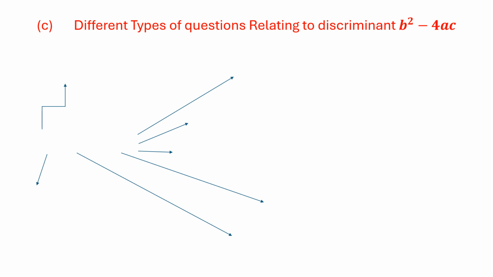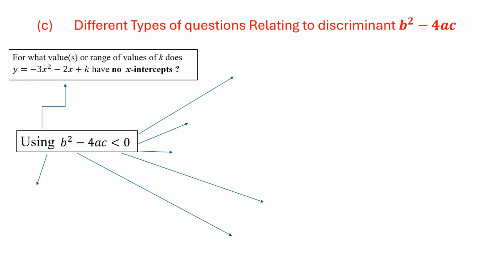Right, so what I've done in this slide is to summarize for you the different kinds of questions that you may encounter based on the same kind of roots. What do I mean by saying that? Supposing you have b squared minus 4ac less than 0, what sort of roots do you have? Yes, there are no real roots, right? So you'll be surprised how many different ways the questions can ask you. The same concept, no real roots here, but the questions can be phrased in such a way.